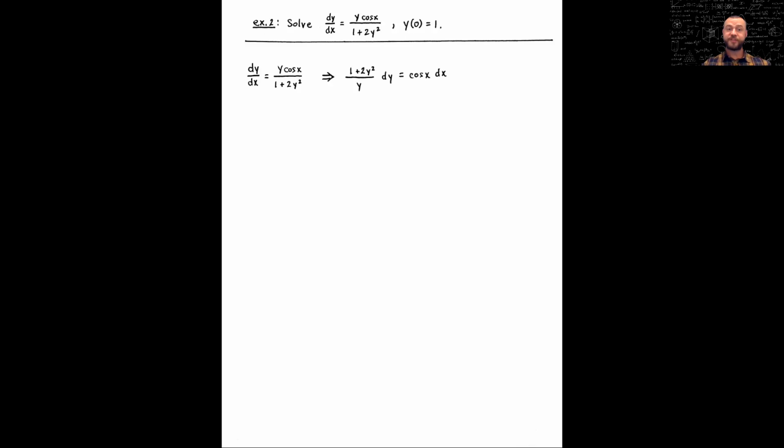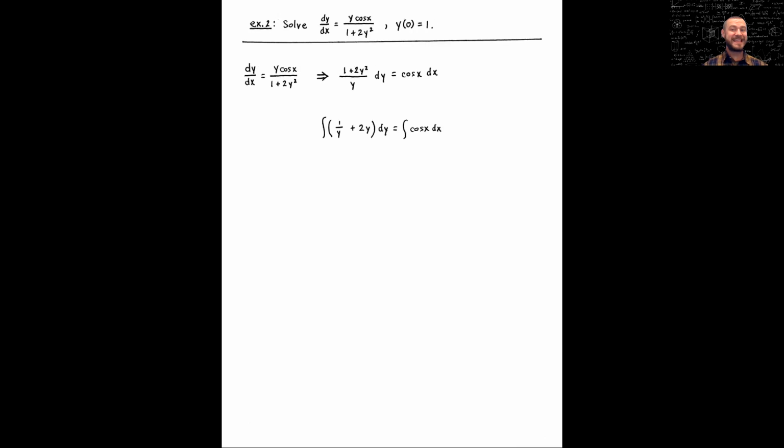Okay, so this one we're going to separate. Notice we have combinations of x and y. What we can do is basically multiply and divide, basically flip that fraction, y divided by 1 plus 2y squared. We're going to flip that to the other side. So basically we'll divide by y and multiply both sides by 1 plus 2y squared. With that, we're going to also multiply both sides by dx. All right, if you do that, we get to here. This differential equation has now been separated.